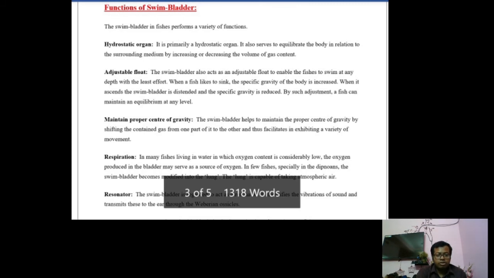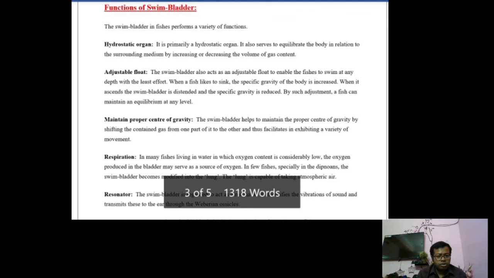What are the different functions of swim bladder? The swim bladder of fish plays different roles in the body of fish. First, it forms a hydrostatic organ in the body of fish. It is also an adjustable float by which the fish can swim, and it actually floats in the water. Number three, maintain proper center of gravity by blowing air into the swim bladder or absorbing the gas. They can maintain the proper center of gravity.